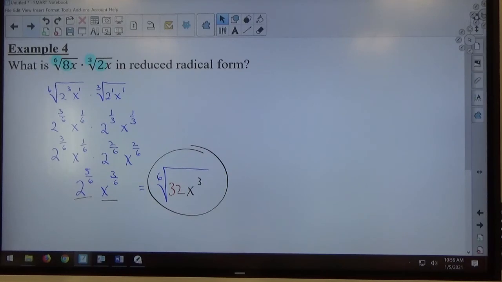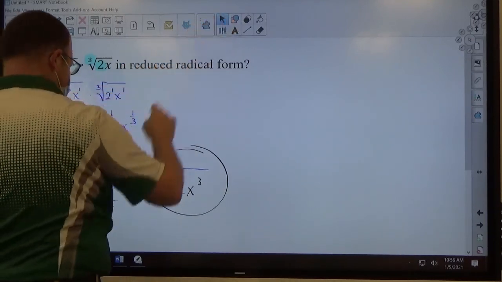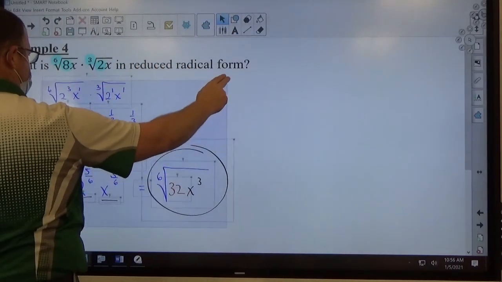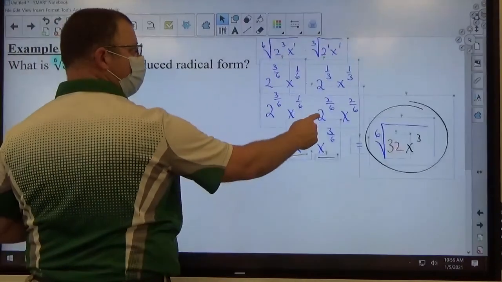Yes? Can you slide the board up a tiny bit? That way? Up? Yeah. How about if I go up and to the right? Is that good? Yeah.